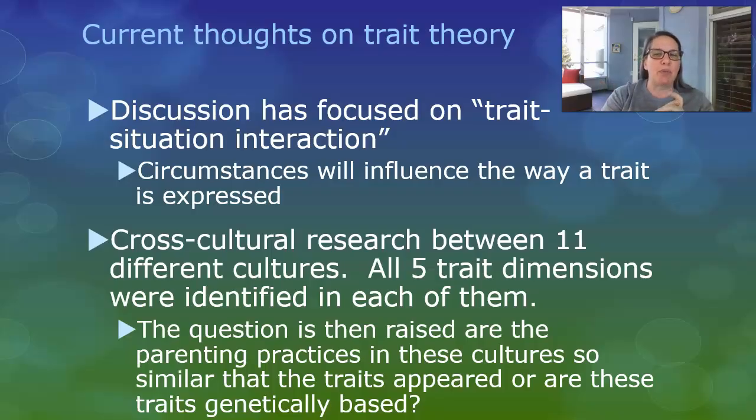In cross-cultural research, they researched 11 different cultures, and they did find that all 5 of the trait dimensions from the Big 5 trait theory were identified in each one of those cultures. So is it because parents are treating their children the same way in those different cultures, and that's why traits appear in all those cultures? Or is it because those traits are genetically based? A lot of the research on the Big 5 trait theory right now is around that. Why are we finding these same traits in different cultures? Are parenting habits similar across these cultures, or is it really a genetic thing that we're born with these 5 traits? All right, that is it for humanistic and for trait theory.